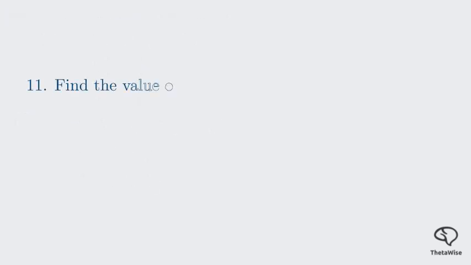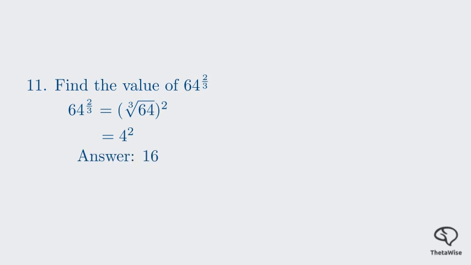In question 11, we deal with a fractional index. Remember the rule, the denominator is the root and the numerator is the power. 64 to the power of 2 over 3 equals the cube root of 64, squared. The cube root of 64 is 4, because 4 times 4 times 4 is 64. 4 squared is 16.